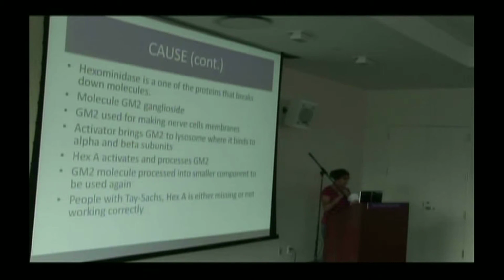People with Tay-Sachs, unfortunately for them, Hex A is either missing or not working correctly. Therefore, Hex A can no longer hold GM2 ganglioside brought by the activator, and GM2 can no longer be broken down, and they gather inside the lysosome.